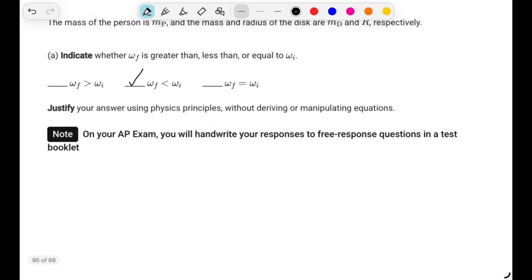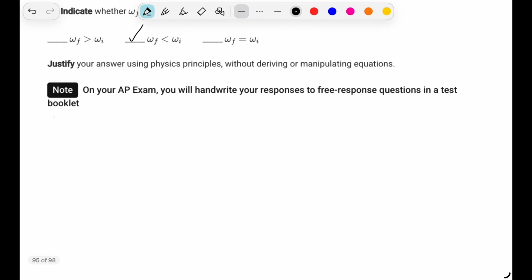This is the same principle as a figure skater extending their arms and slowing down.